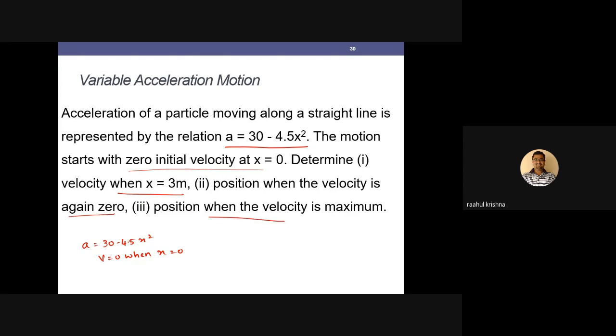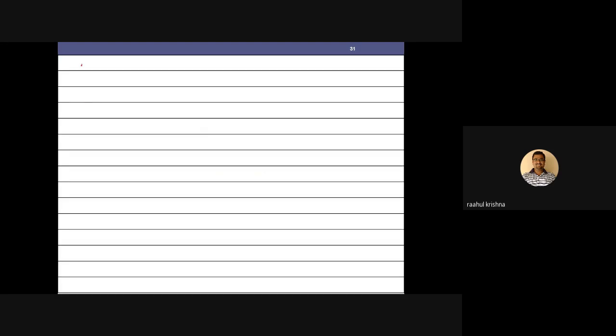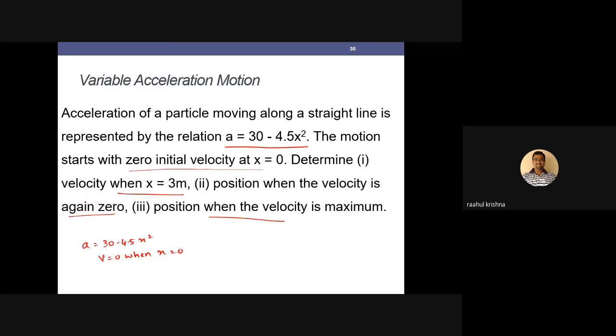Now we'll take all the three cases one by one. But before that, let me write it down. a equal to 30 minus 4.5 x square, and I have v equal to 0 when x equal to 0. So it is given acceleration in terms of displacement. Firstly, secondly, anywhere do I have time? I do not have the expression for time, right?